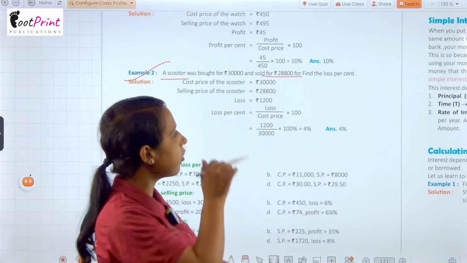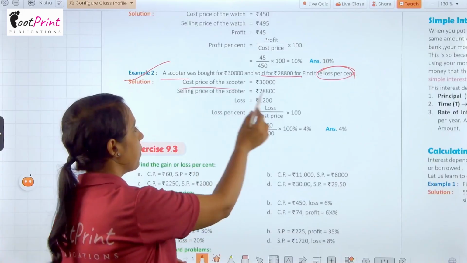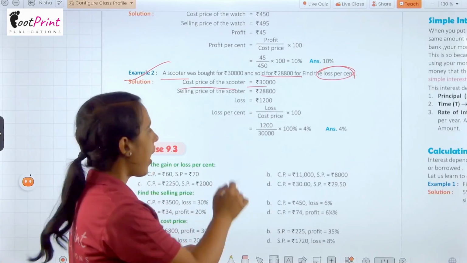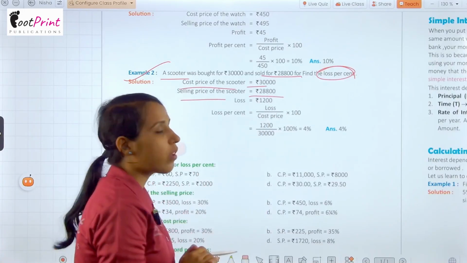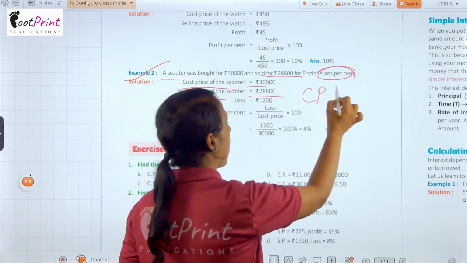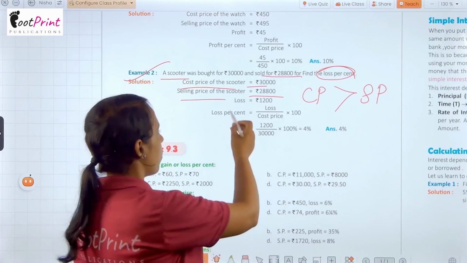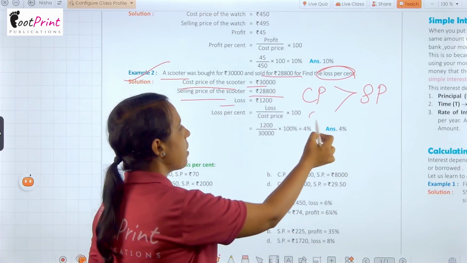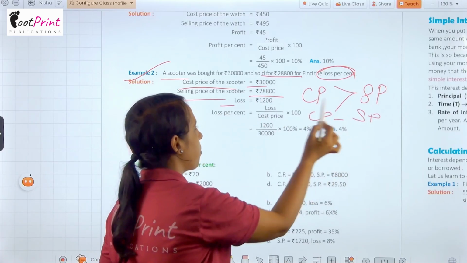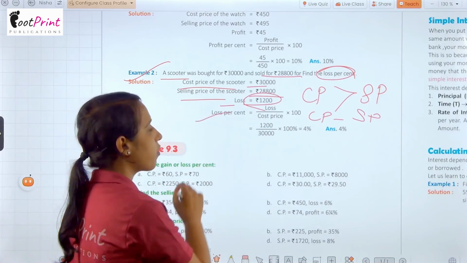We have to find out the loss percent. Okay, so here we have CP, that is 30,000 rupees, SP 28,800 rupees. So here CP is greater than SP, means here loss is made. So loss we can find out CP minus SP, and after subtracting we get here 1200 rupees. Okay, and now we have to find out loss percent.